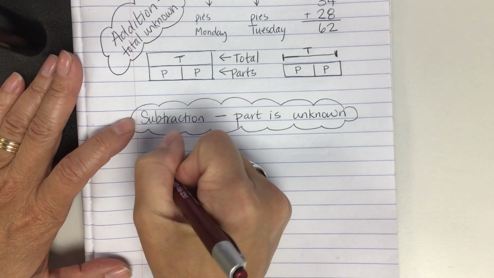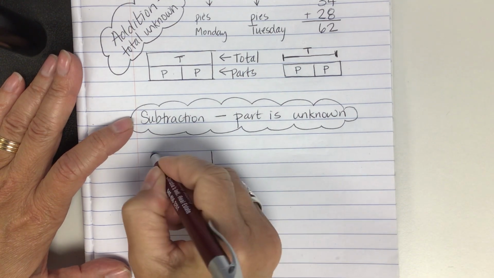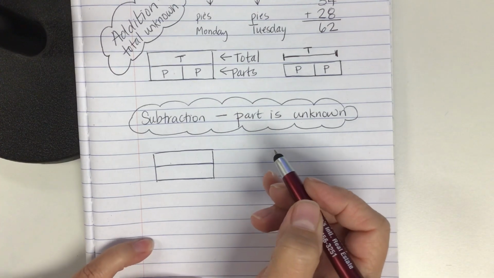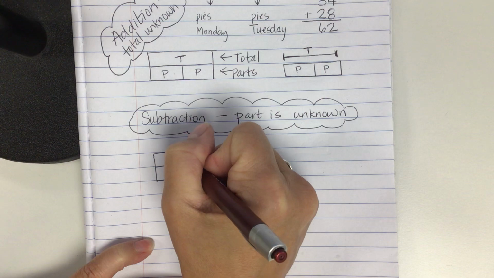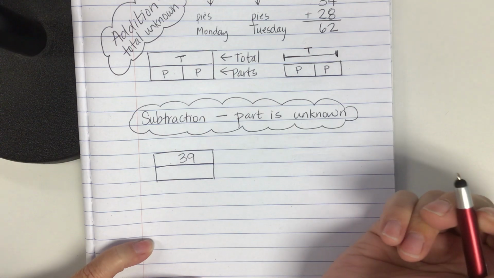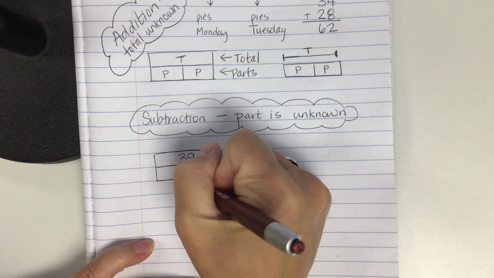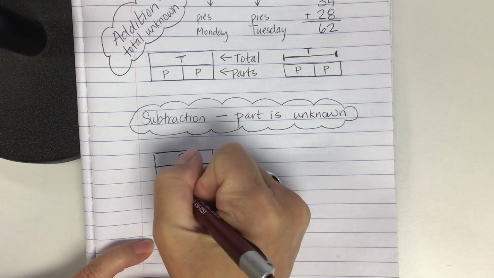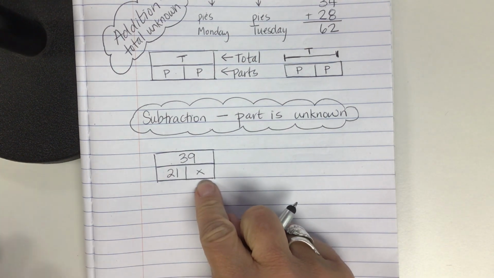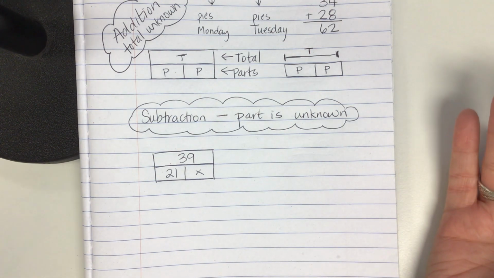So let's say that we know that the football team scored a total of 39 points. So that's kind of a weird number for football, I know, but I'm doing it anyway. And we want to know how much they scored in each half. And in the first half, we know they scored 21, and we're trying to find this second half. And we could put an X, we could put a question mark, we could put just anything in there. That's the part we're looking for. We don't know what that is.